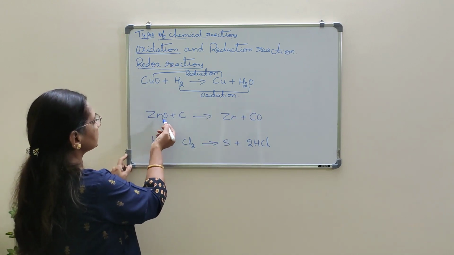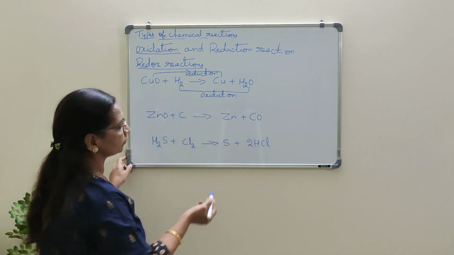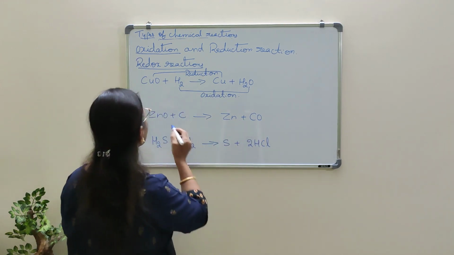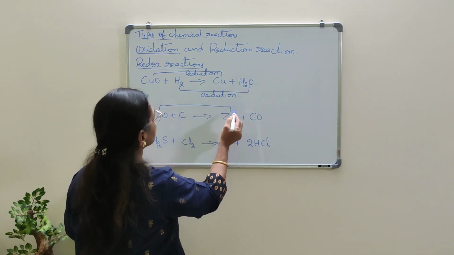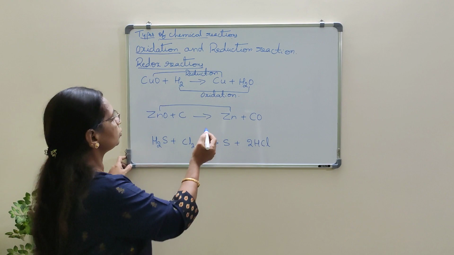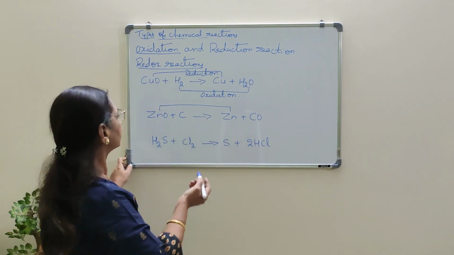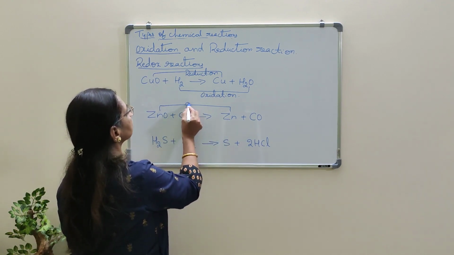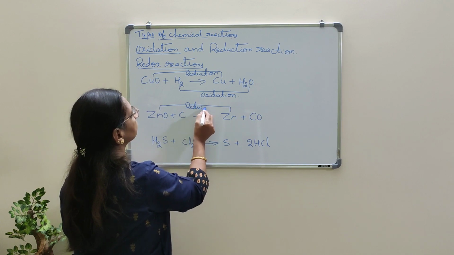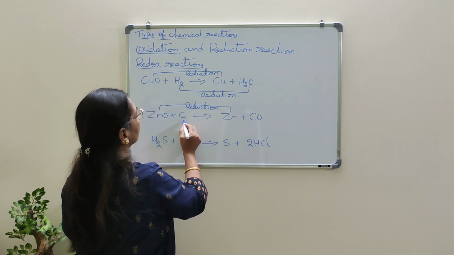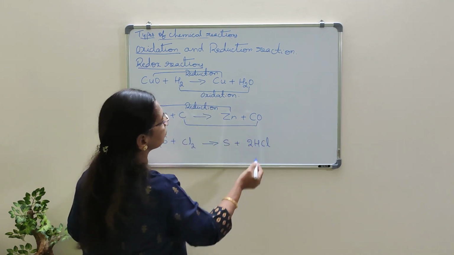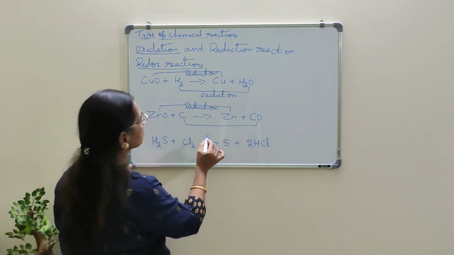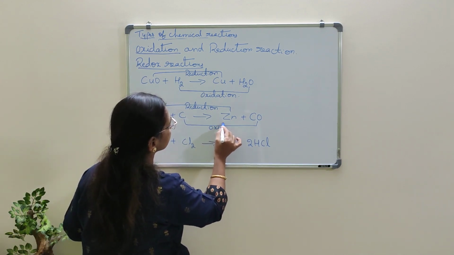Another reaction in which zinc oxide combines with carbon to form zinc and carbon monoxide. Here you can see zinc oxide is reduced to form zinc, so it is reduction. Carbon is gaining oxygen to form carbon monoxide, so it is oxidation.